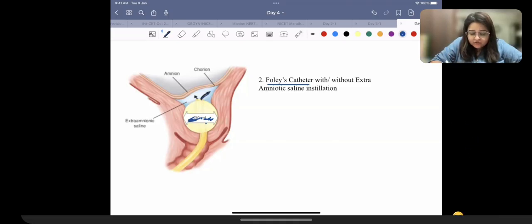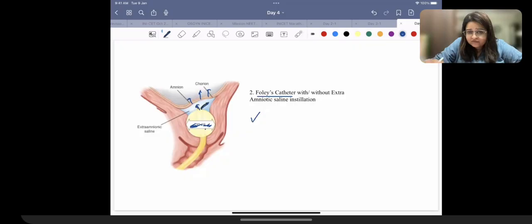It also pushes the membranes away, so some amount of prostaglandins get released and the patient goes into labor. What we usually do is put the Foley's one night before, and by morning usually the patient goes into labor. It's a very good method of induction of labor.